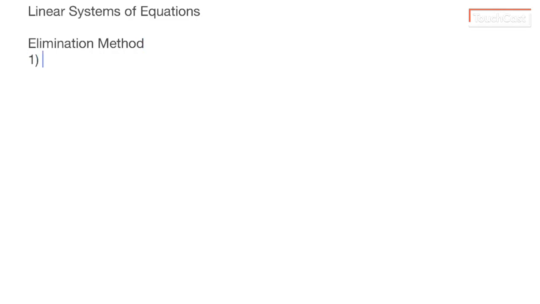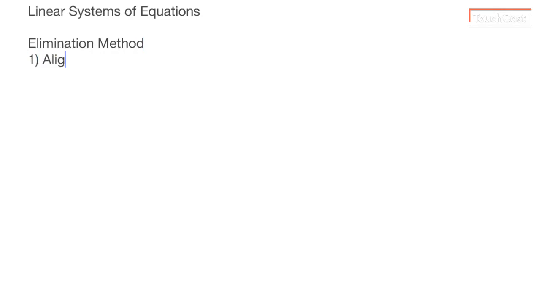Alright, we're going to continue talking about linear systems of equations. We've already discussed how to solve them graphically and by substitution. Now we're going to look at another method called the elimination method. And there are 4 things to do with this method.